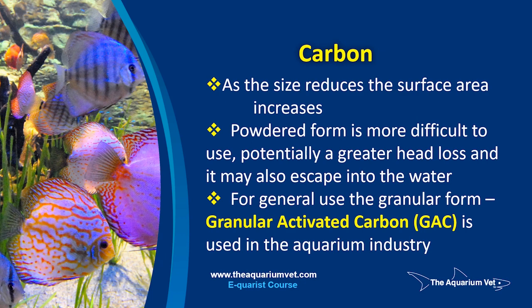As the size reduces, the surface area increases, but the problem is that the powdered form has some issues. So it's very difficult to use. It may escape out of the canister into the water because it's so fine. And also because it's so fine, it tends to pack together. And so you get a greater head loss through the canister that's got the carbon, and that means you need a higher pump that can pump through that compressed powder. So as a general rule, the most commonly used carbon form that you will find and that's used in the aquarium industry is called granular activated carbon, GAC. It's that mid-size carbon.